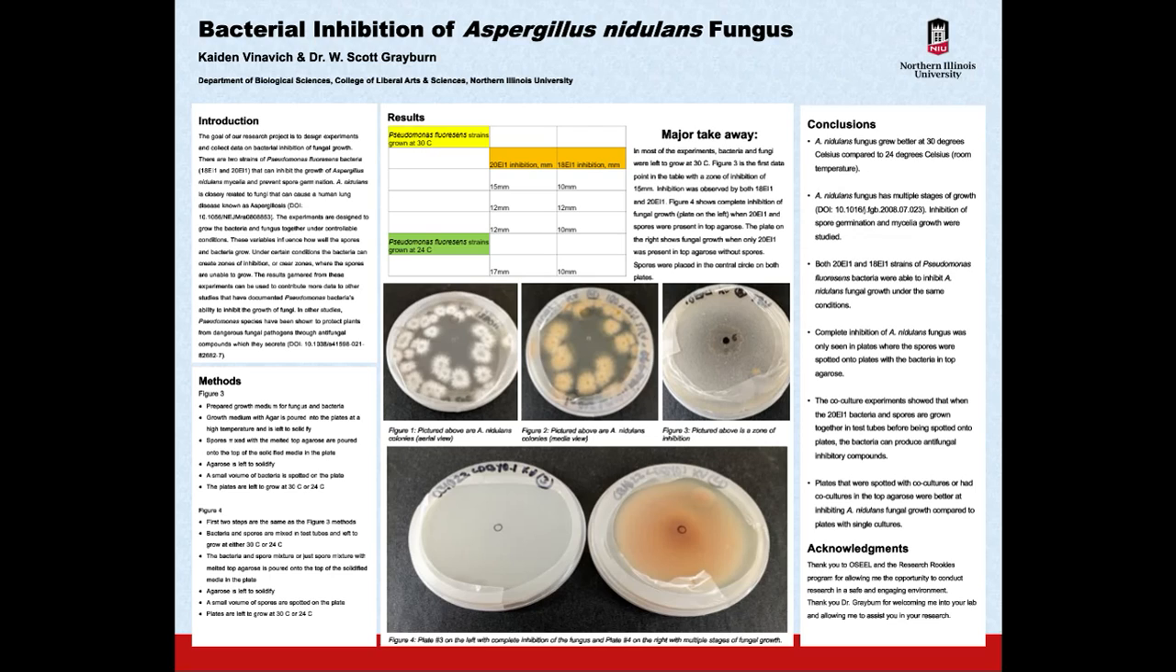So Aspergillus nidulans grew much better at 30 degrees Celsius than 24 degrees Celsius. We found that the fungus has multiple stages of growth and that 18EI1 and 20EI1 were able to inhibit those stages. Complete inhibition of the fungus was only ever recorded in plates where the bacteria was in the growth media to start, or the co-culture for that matter. So overall, this research still has a long way to go in terms of data collection.